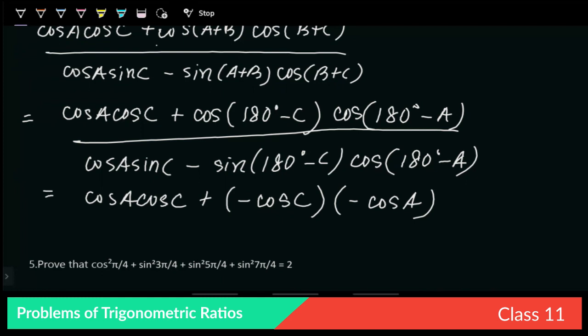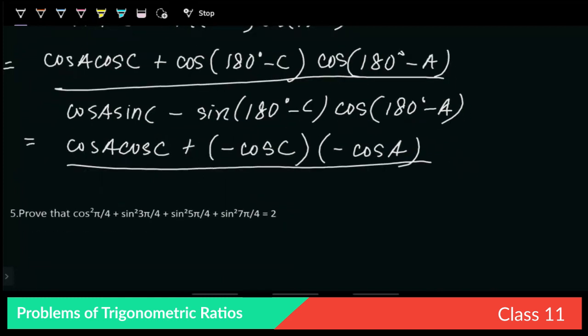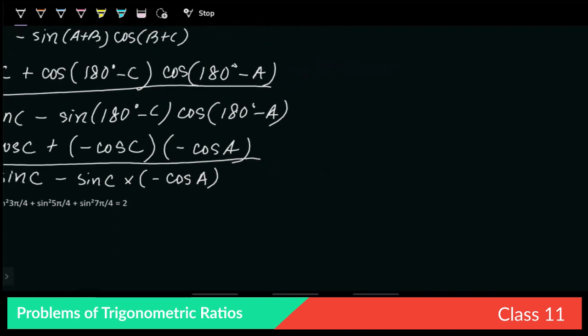Okay, so in the denominator, it is cos A sin C. Now see, what is sine of 180 degrees minus theta? It is only sine theta. So here I will write only sine C. Here theta is C. Into, what is cos of 180 degrees minus theta? It is the same as minus cos A. Okay, now I will do this here.